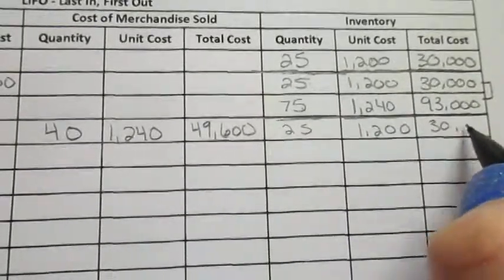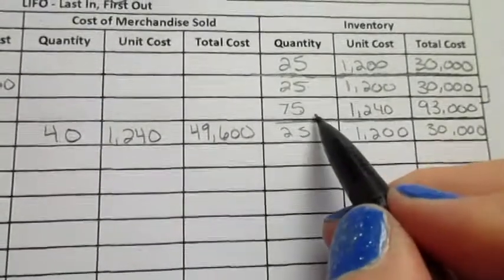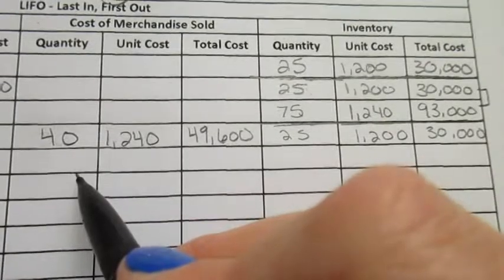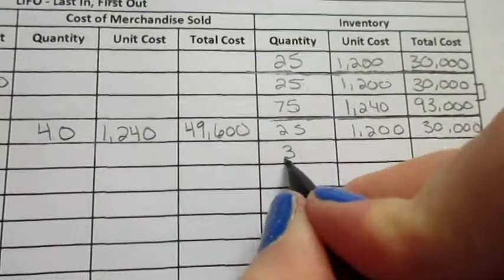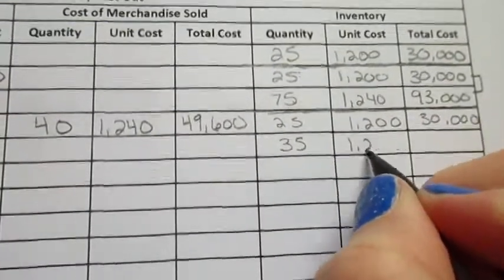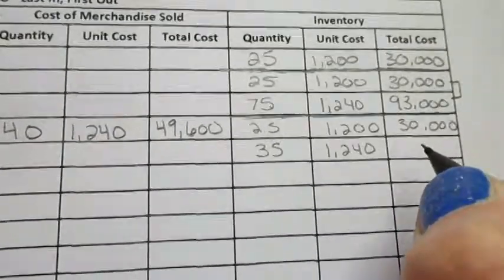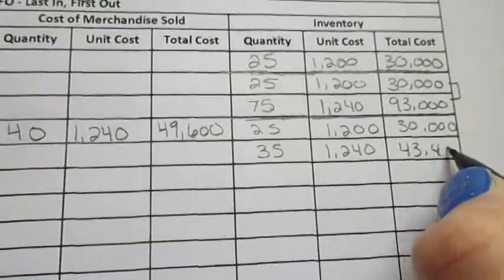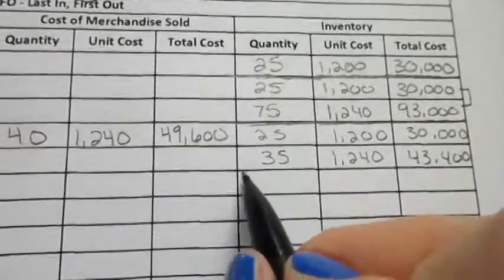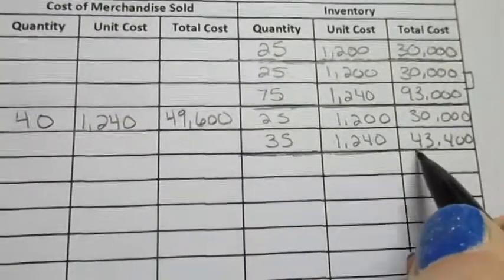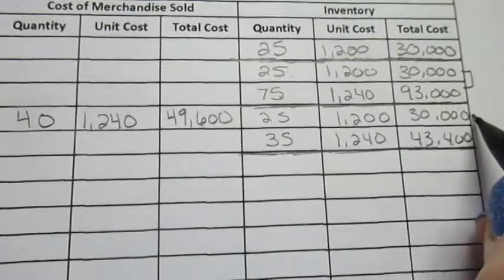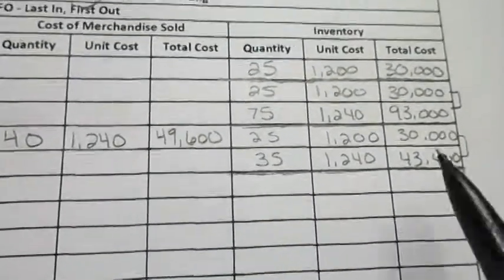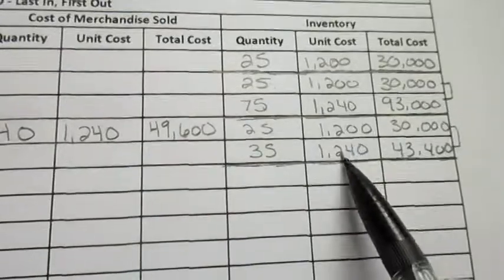Now when I'm keeping track of my inventory, I still have my 25 that I started with. So I'm going to copy that down. And now I have 75 minus the 40, so now I have 35 of those. Okay. And when I multiply those numbers together, I get 43,400. Put my line in there. Again, the lines are optional. This is so that I can keep track for my own mentality. So now here is my current inventory.